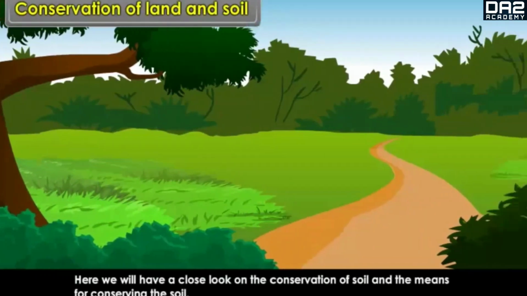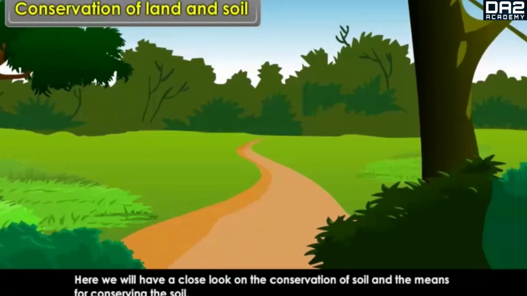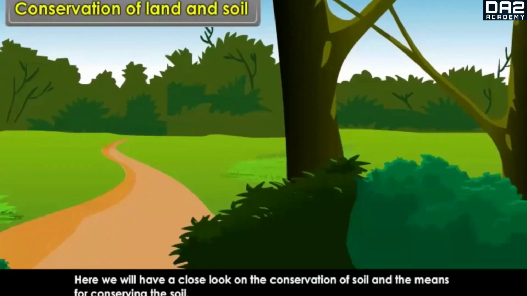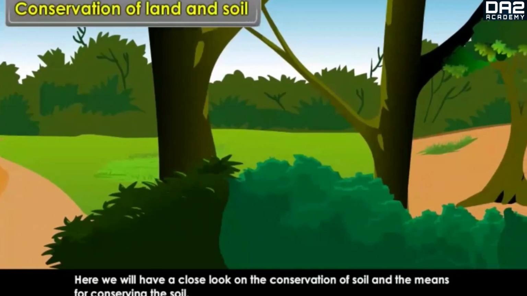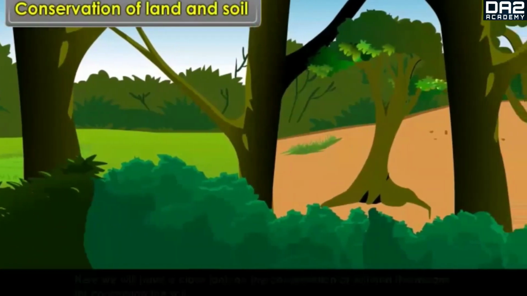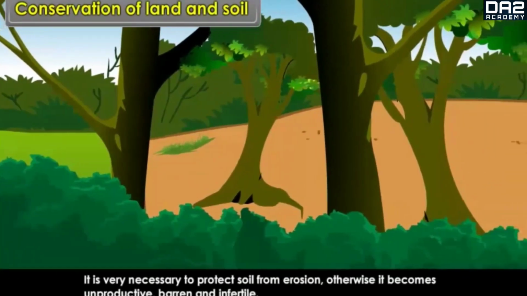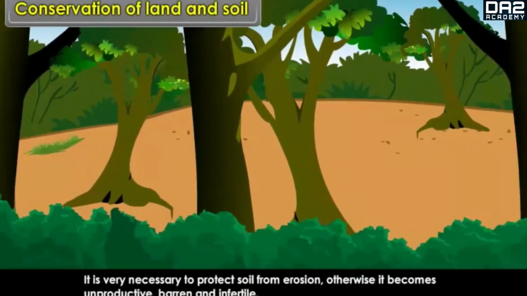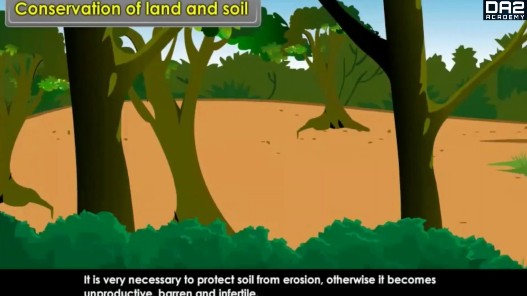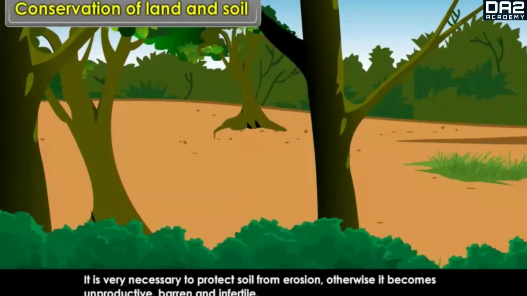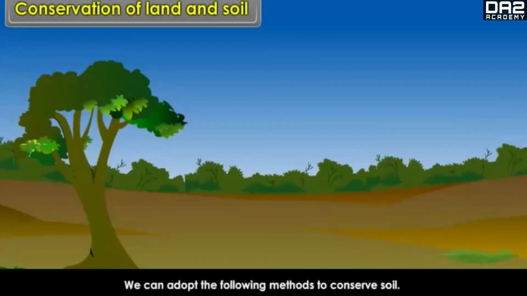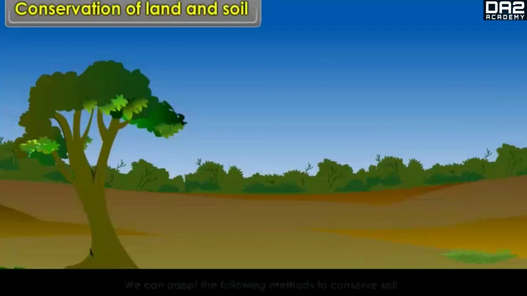Here we will have a close look at the conservation of soil and the means for conserving the soil. It is very necessary to protect soil from erosion. Otherwise, it becomes unproductive, barren, and infertile. We can adopt the following methods to conserve soil.